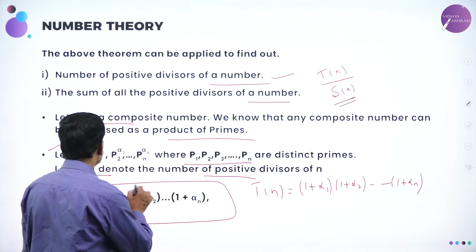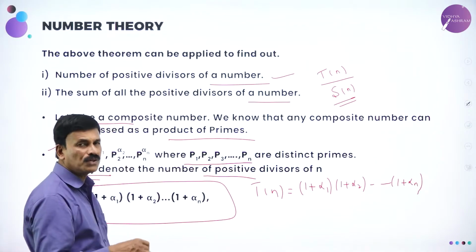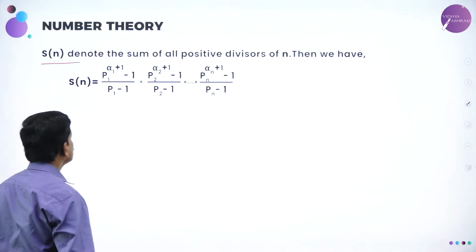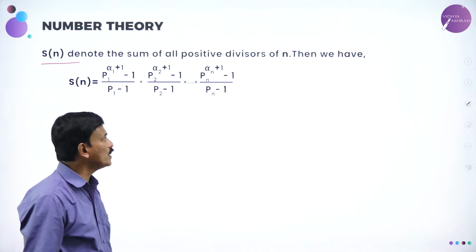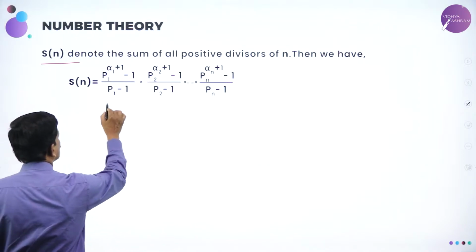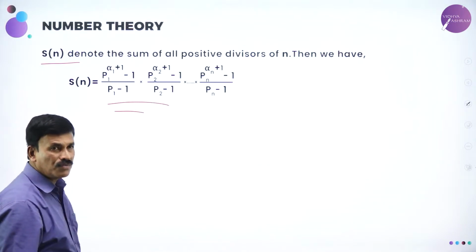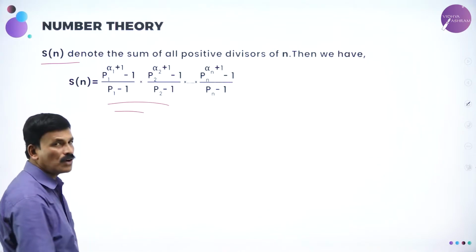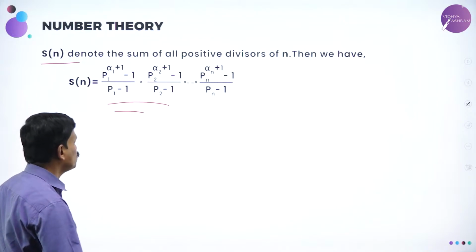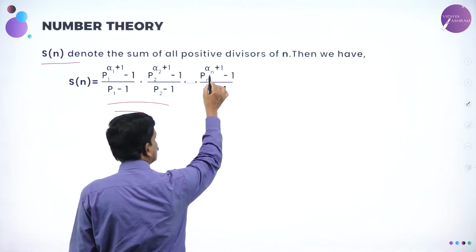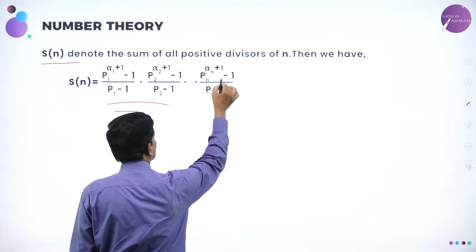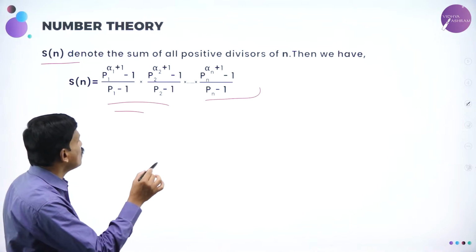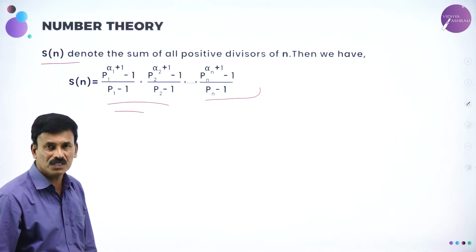For this we are going to consider P1 alpha 1, P2 alpha 2. So S of n will denote the sum of all positive divisors of n. Then we have S of n is equal to (P1 to the power of alpha 1 plus 1 minus 1) divided by (P1 minus 1) into (P2 to the power of alpha 2 plus 1 minus 1) divided by (P2 minus 1), and so on up to (Pn to the power of alpha n plus 1 minus 1) divided by (Pn minus 1), which gives the sum of all positive divisors of the given number.